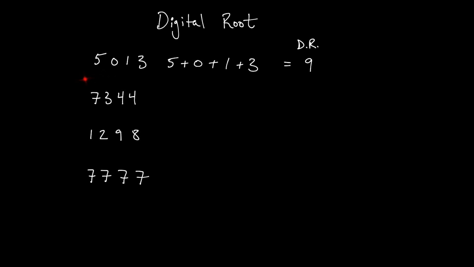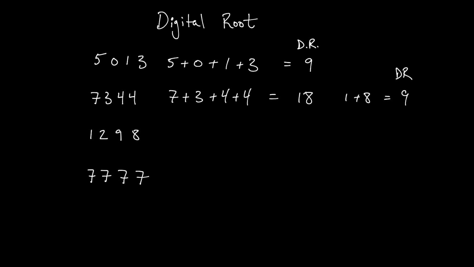Okay, let's try again with the next number, 7,344. Pretty simple. We're just going to add up the numbers. So 7 plus 3 plus 4 plus 4. Okay, we know 7 and 3 is 10. 10 and 4 is 14. 14 and 4 is 18. So we get 18. But then we're going to keep going until we only have one number left. 1 plus 8 equals 9. So there's your digital root.